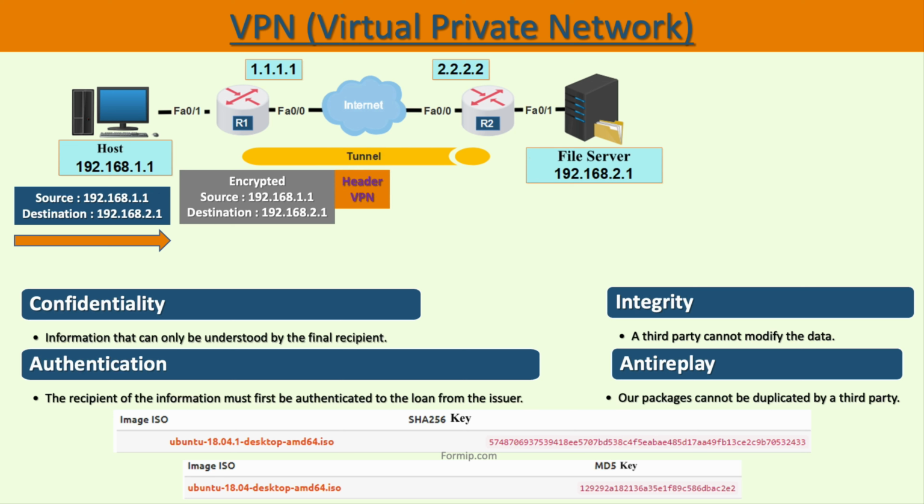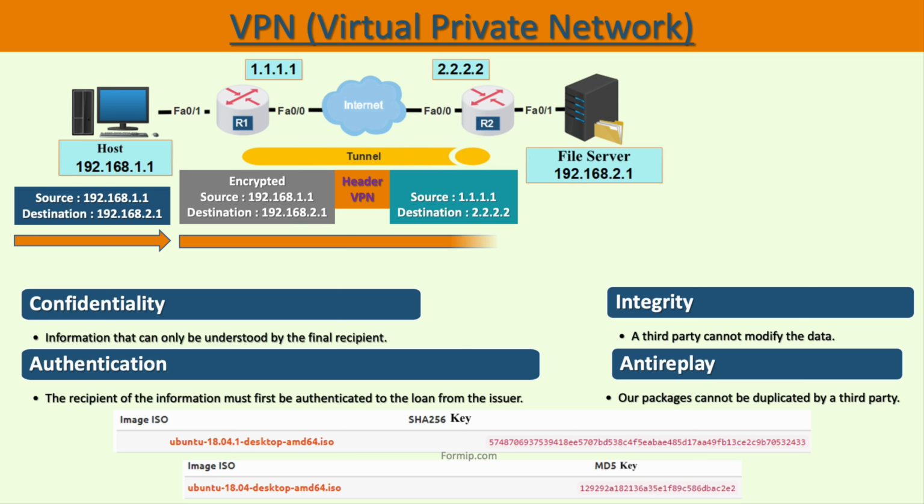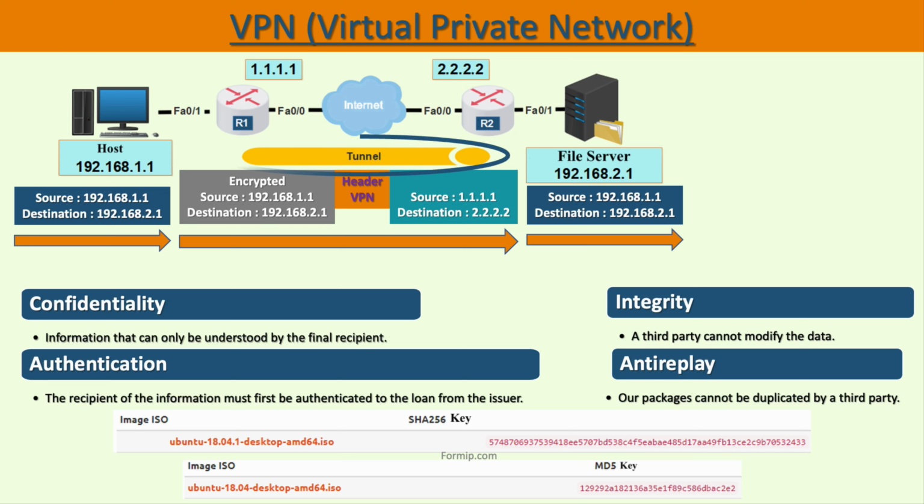Then the router will encrypt the packet and add a VPN header. This new data will then be placed in a new IP packet with the source address of the public IP of router 1 and the destination of the public IP of router 2. And finally, router 2 will examine the VPN header and decrypt the IP packet. It will then be transmitted to the file server like a normal packet. The act of putting one IP packet into another is called tunneling. In our example, we have a VPN tunnel between our two routers.